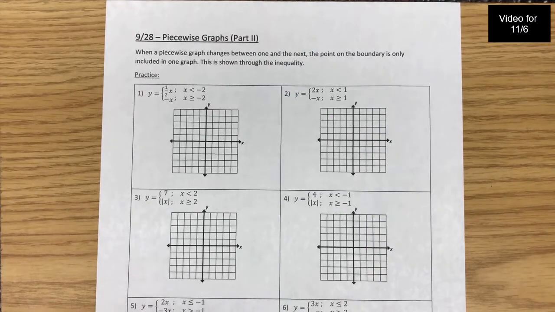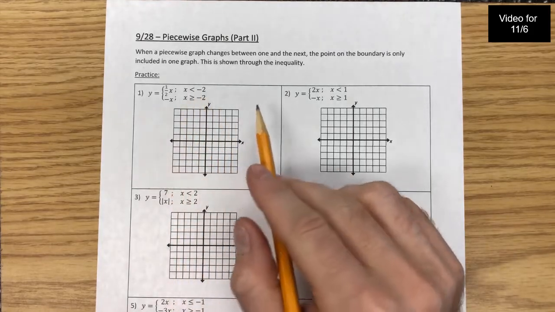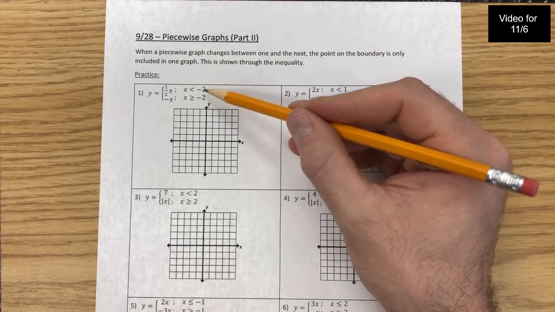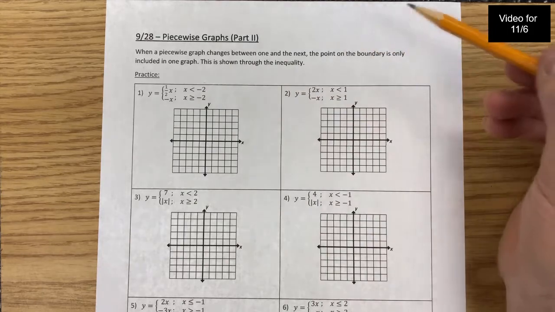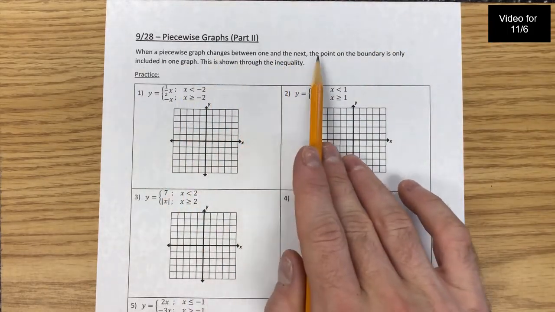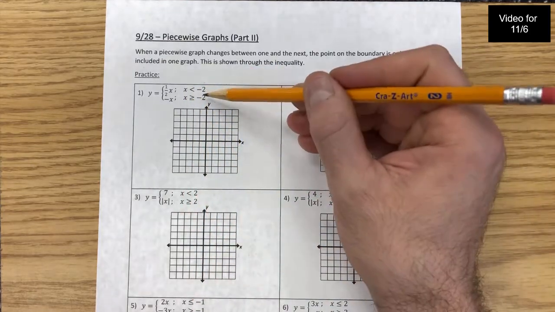So today we're going to be graphing piecewise graphs, true piecewise graphs in true piecewise notation. The only other way that you may see this notation is in interval notation, which is not what we see today, but we will cover interval notation in a later video. So a piecewise graph changes between one spot and the next. The boundary is only included in one graph. This is shown through the inequality.